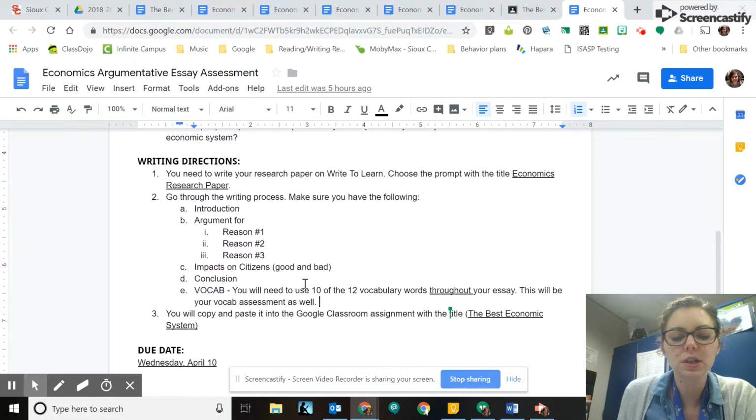Maybe you need to explain why you wouldn't use one of the other types of economies to help you use that word, okay, through your arguments. Maybe in your reasons you explain, I would not want a command economy because, okay? That's just an example for you.